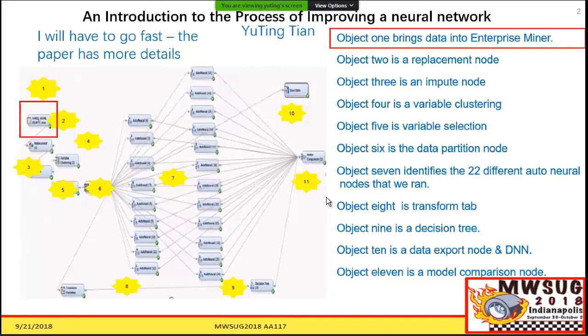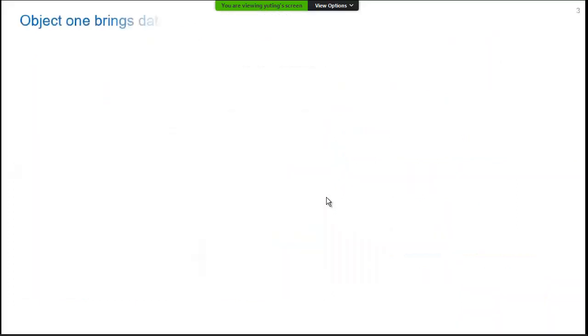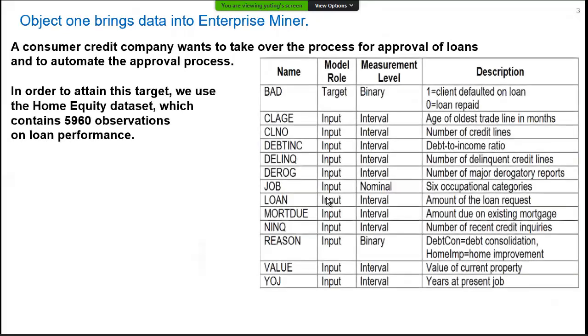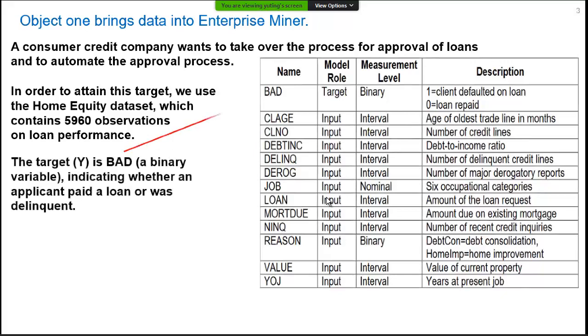Let's go to the first one, bring data into Enterprise Miner. This is our data. A consumer credit company wants to automate the approval process for loans. In order to attain this target, we use the home equity dataset, which contains 5,960 observations on loan performance.